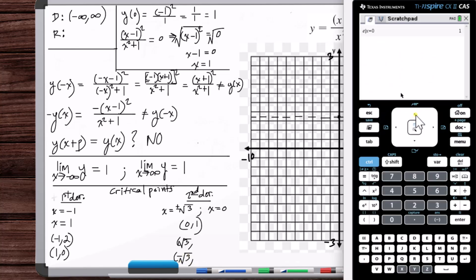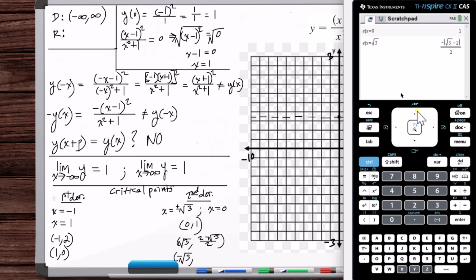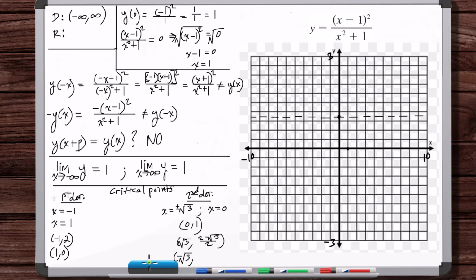So that gives 2 minus root 3 over 2, and then for minus root 3, 2 plus root 3 divided by 2.